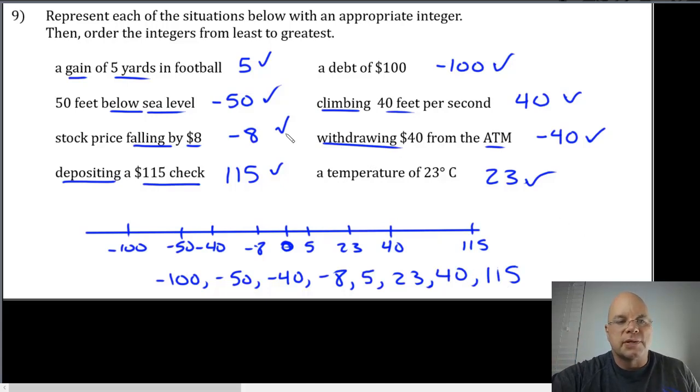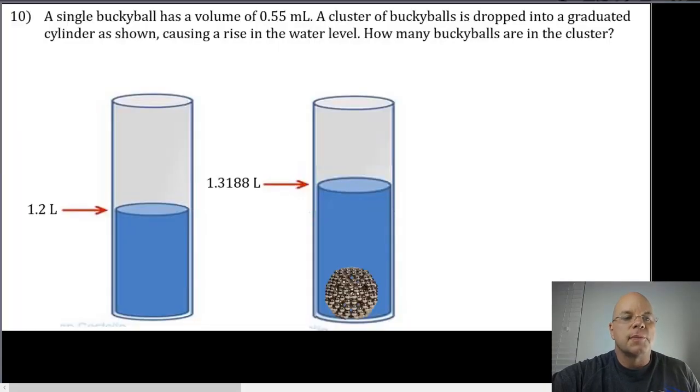Least to greatest would be the same as ascending order, going up. Okay, the last problem on page 3. There's quite a bit to this problem.